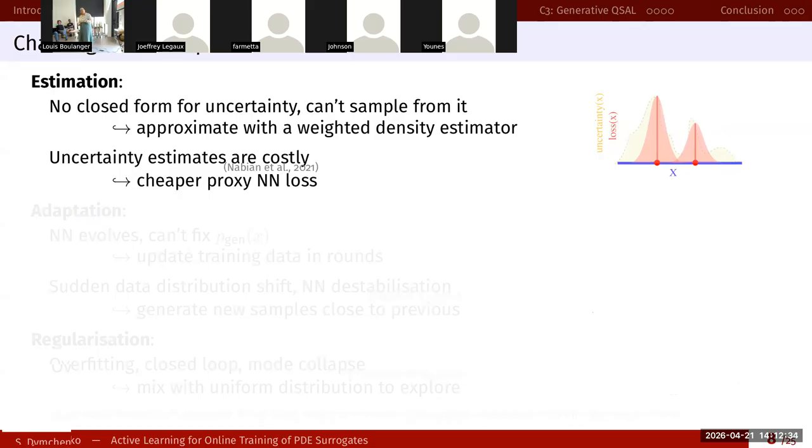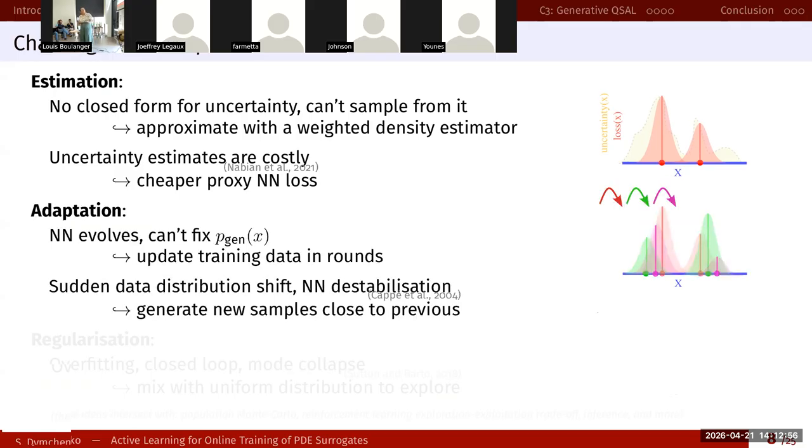Instead, we can approximate it with a weighted density estimator, which is evaluated at some specific points to get the uncertainty values, and then approximate. Second, the uncertainty estimates can be very costly. So instead, we can use a cheaper proxy, neural network loss. And then we have the neural network, which evolves as it's training. And so does the neural network loss and uncertainty about the data.